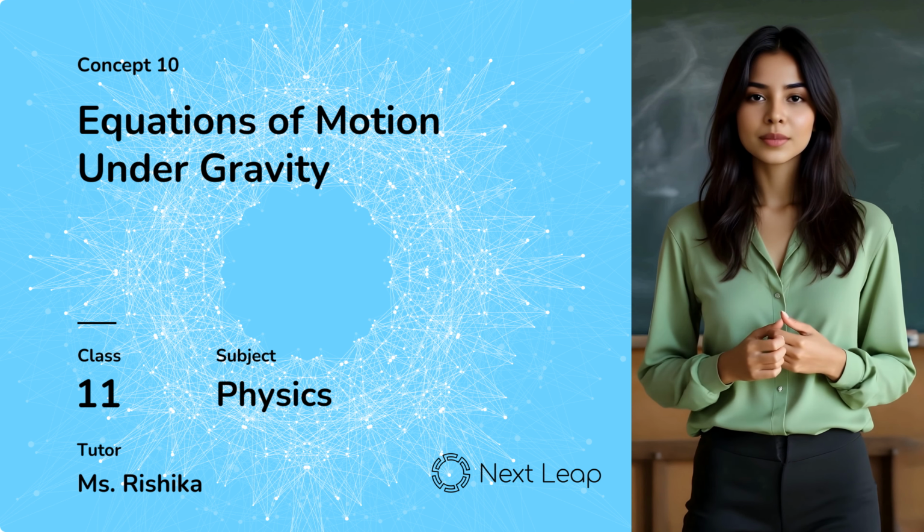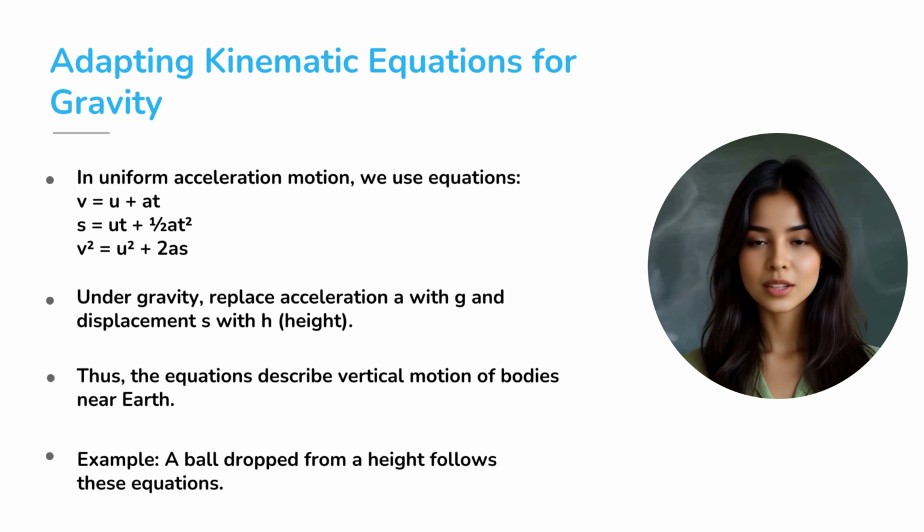Now, when motion takes place under gravity, we make a small change. We replace acceleration a with g, the acceleration due to gravity, and we replace displacement s with h, which represents vertical height. In this way, the same set of equations beautifully describes the motion of bodies falling freely under gravity or moving vertically upwards. For example, when you drop a ball from a height, these equations directly predict its velocity and displacement at any instant.